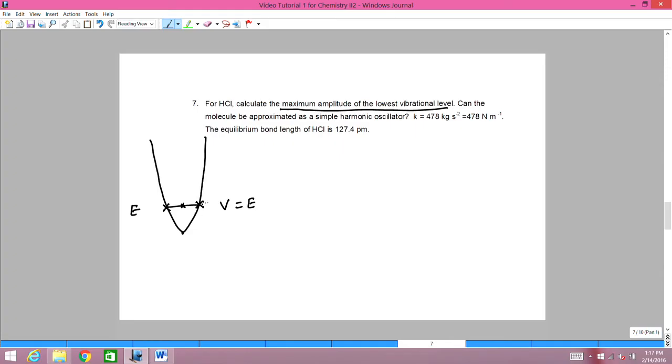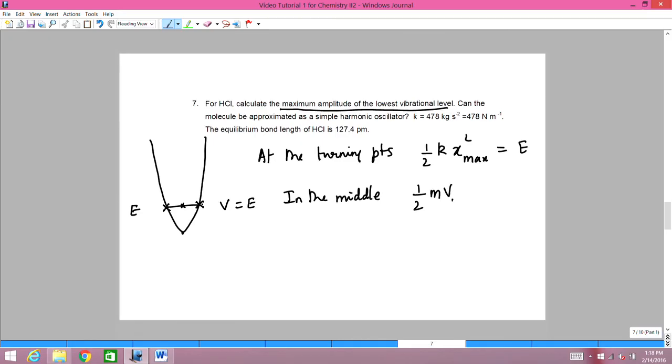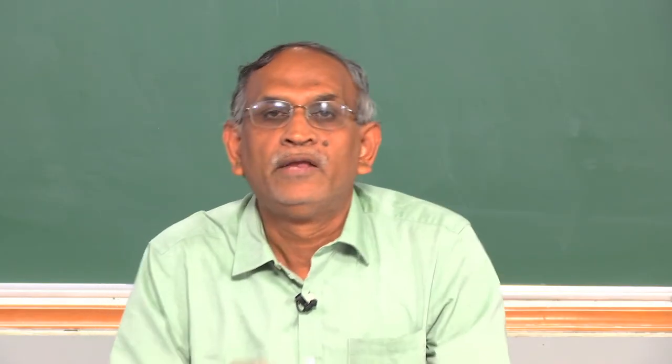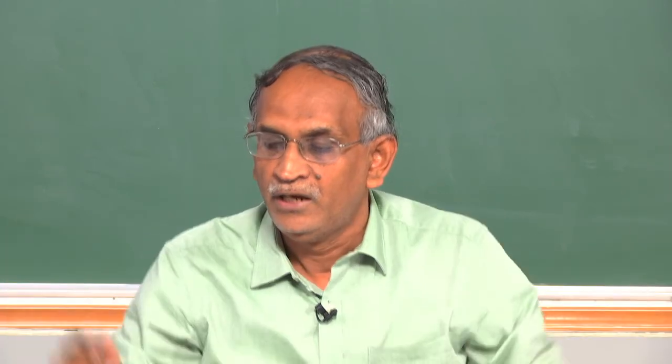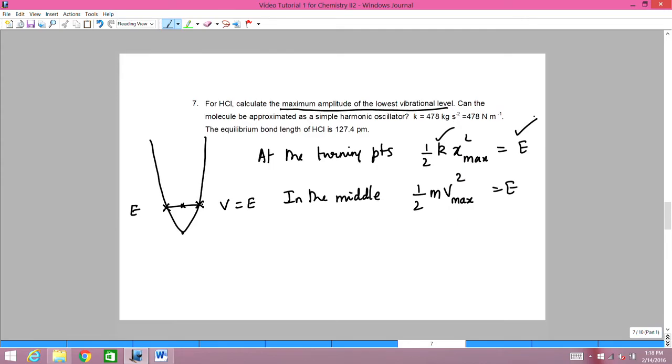So, you have two conditions, that at the turning points half k x maximum square, sorry, this is x maximum square, that is equal to E, and in the middle half m V max square is equal to E. So, if you are asked to calculate maximum vibrational amplitude, it means essentially the potential energy is all the total energy, and since you are given the value of k and you are given the value of E, you can calculate x max square. Pay attention to the units.